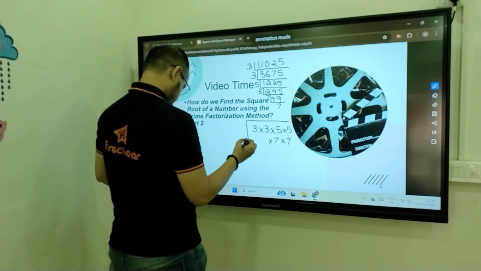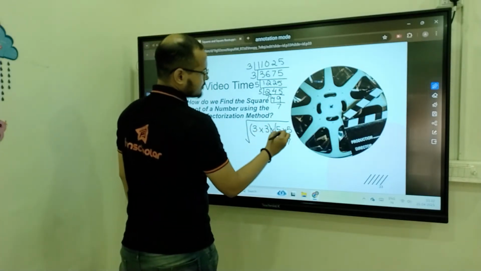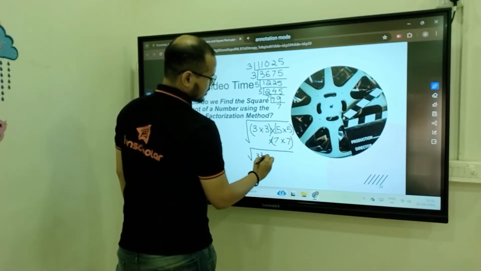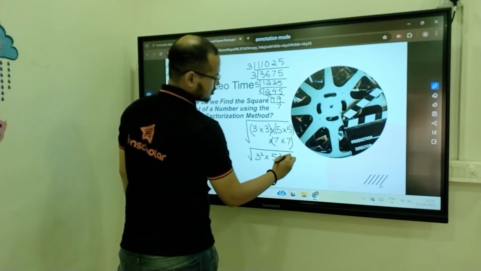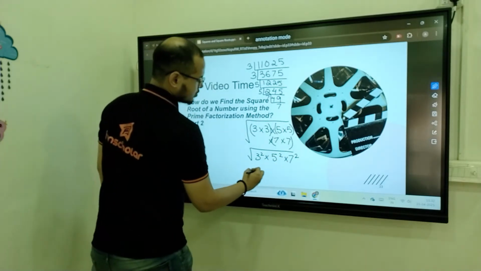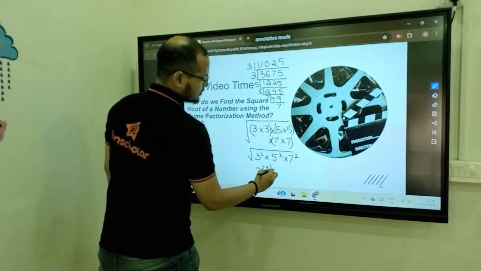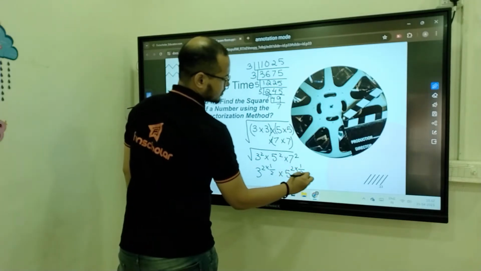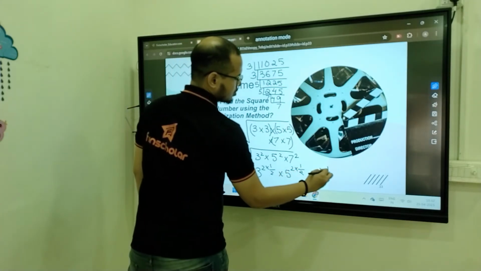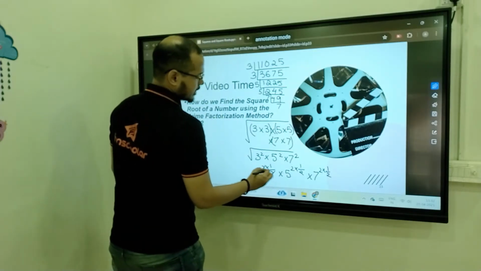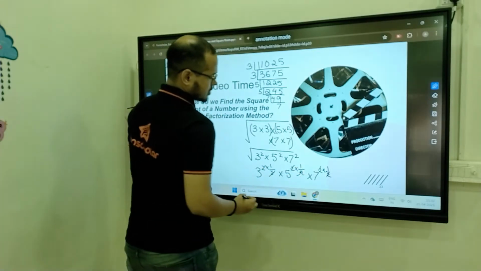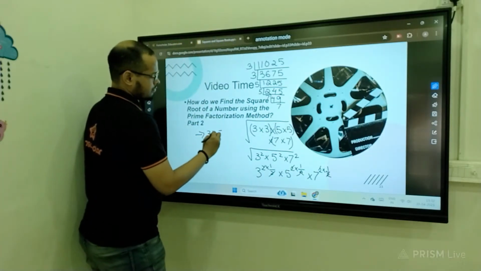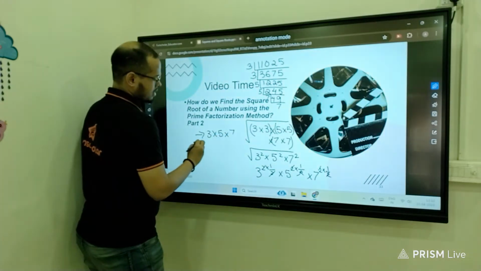Okay, so let's make the pairs now. A pair of 3, a pair of 5, a pair of 7. So this is 3 square into 5 square into 7 square. Okay. So we get the power of 1 by 2 on each, so the square and the half power cancel out. We get the answer as 3 into 5 into 7.